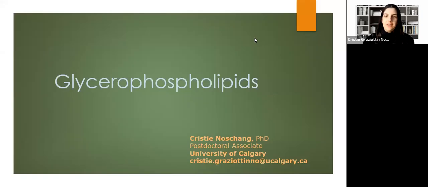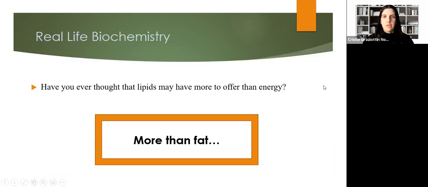Hello, everyone. So today we're going to talk about glycerophospholipids. For our real-life biochemistry question, today I brought: have you ever thought that lipids may have more to offer than energy? I wanted to bring this question because I think that many times when people think about lipids, they think of a bunch of fat.